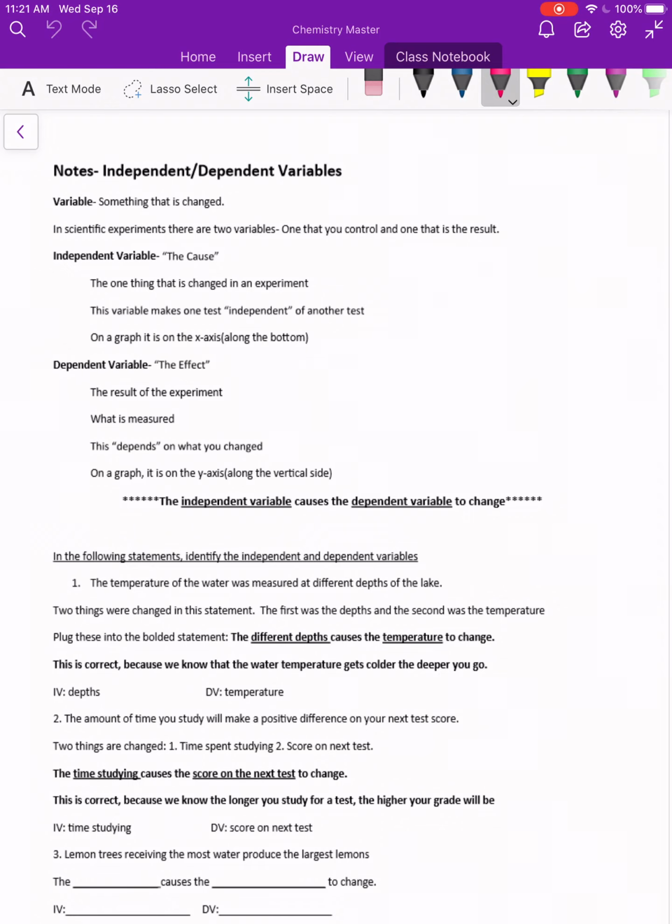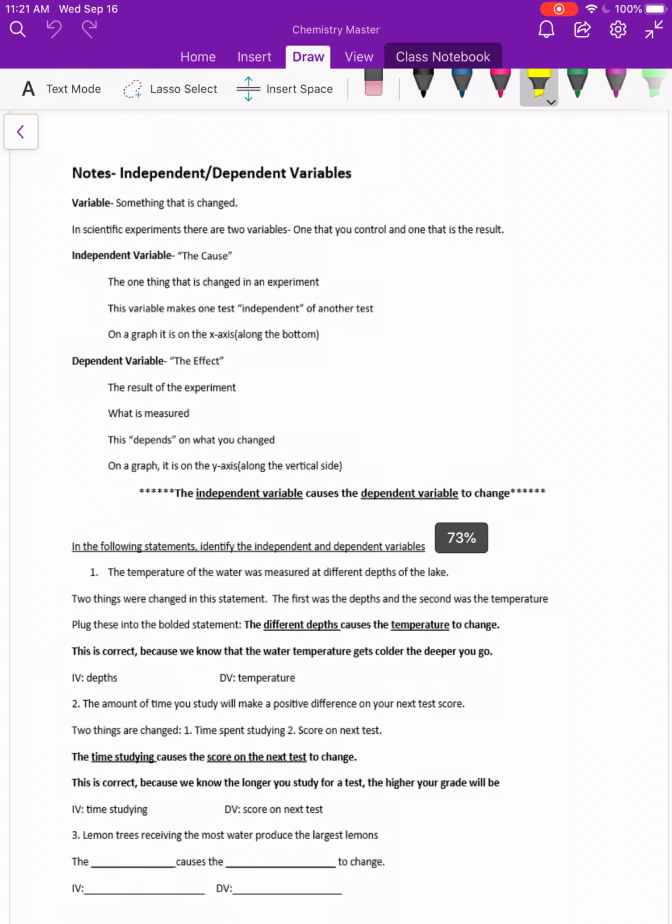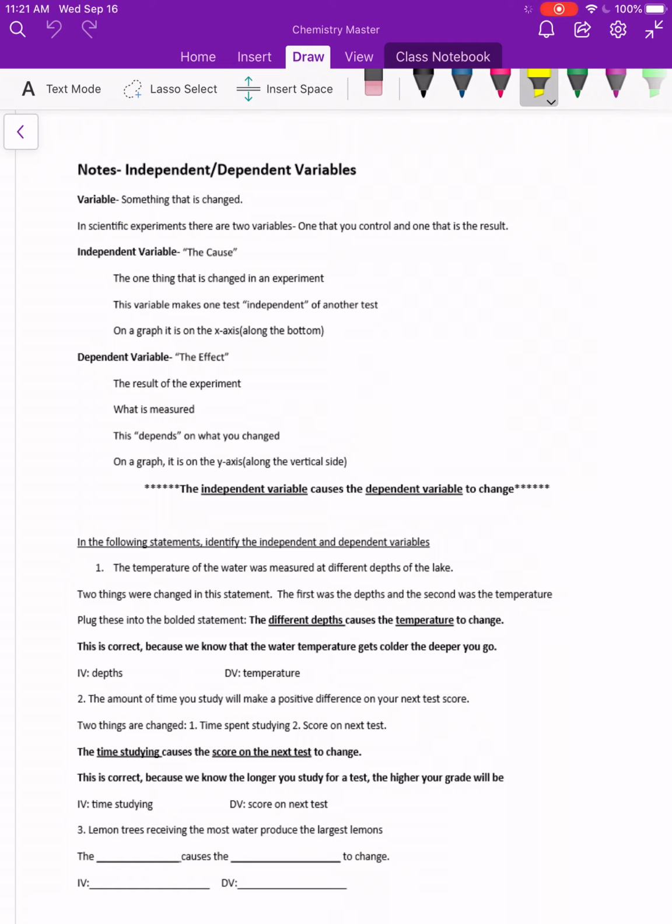All right, I just wanted to do a quick video going over independent and dependent variables again. This is on Schoology. The important thing I like about this is that it says the independent variable causes the dependent variable to change. So remember, when you have an experiment, you have variables, which are just things that change.